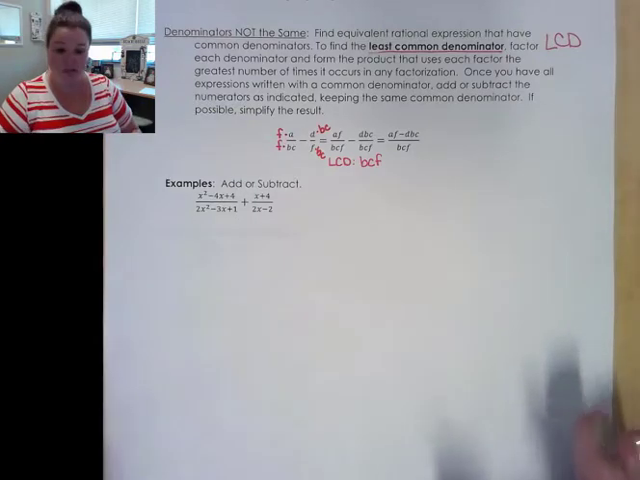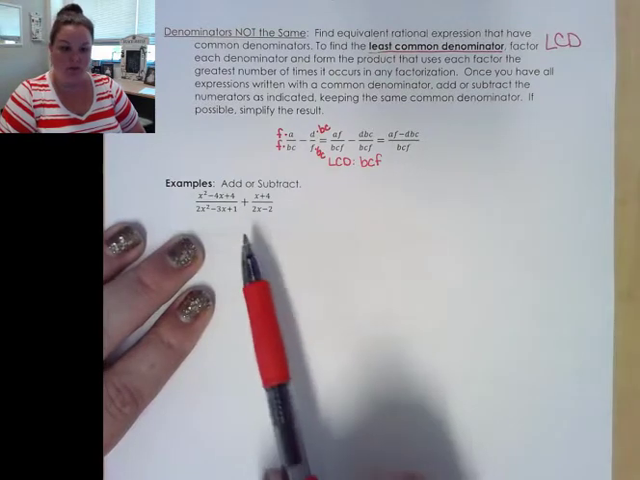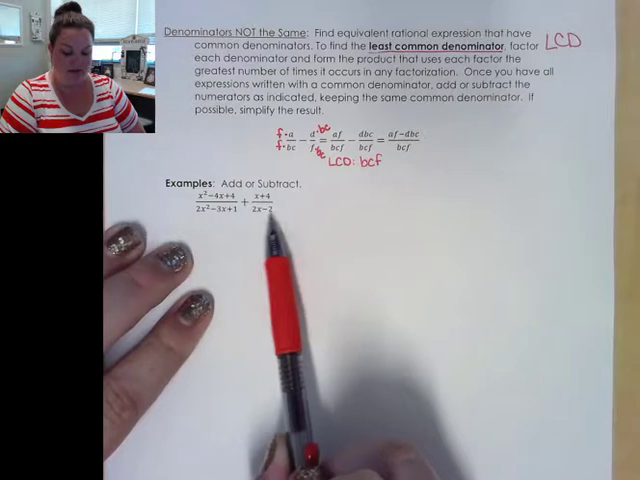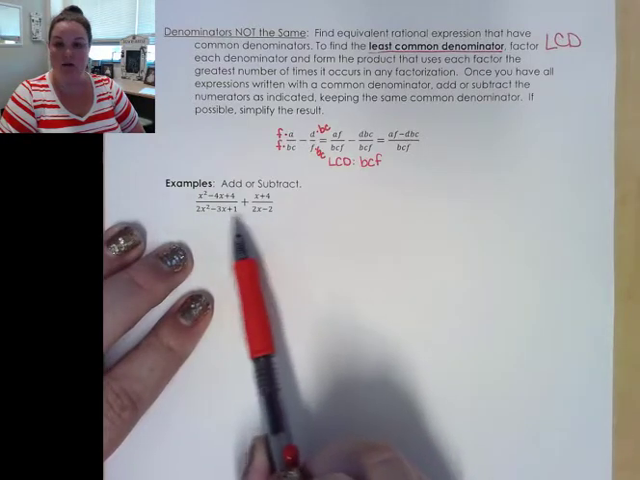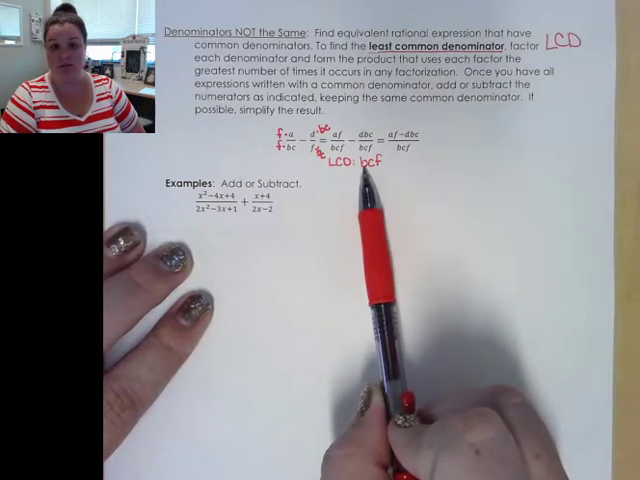All right, so let's look at what that means in terms of rational expressions. When we're dealing with rational expressions, first I need to figure out what all the factors are, right? So before we do anything, I want to fully factor the bottom here and fully factor the bottom here, because once I can see all the factors, then I can figure out what my least common denominator should be.